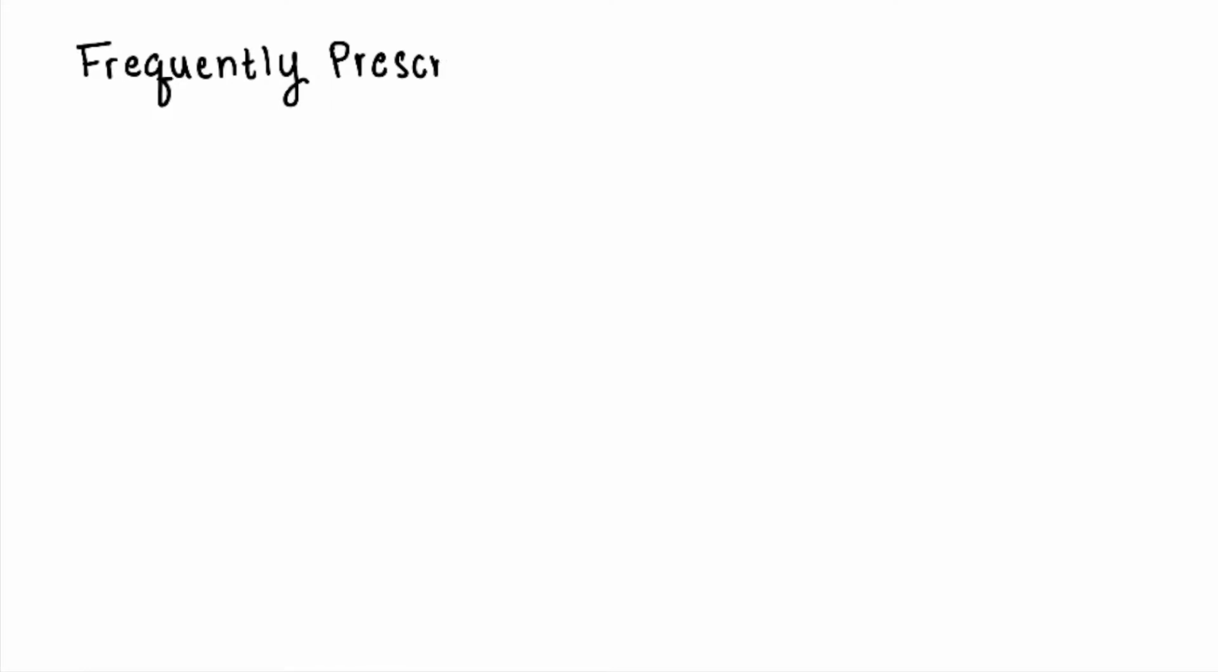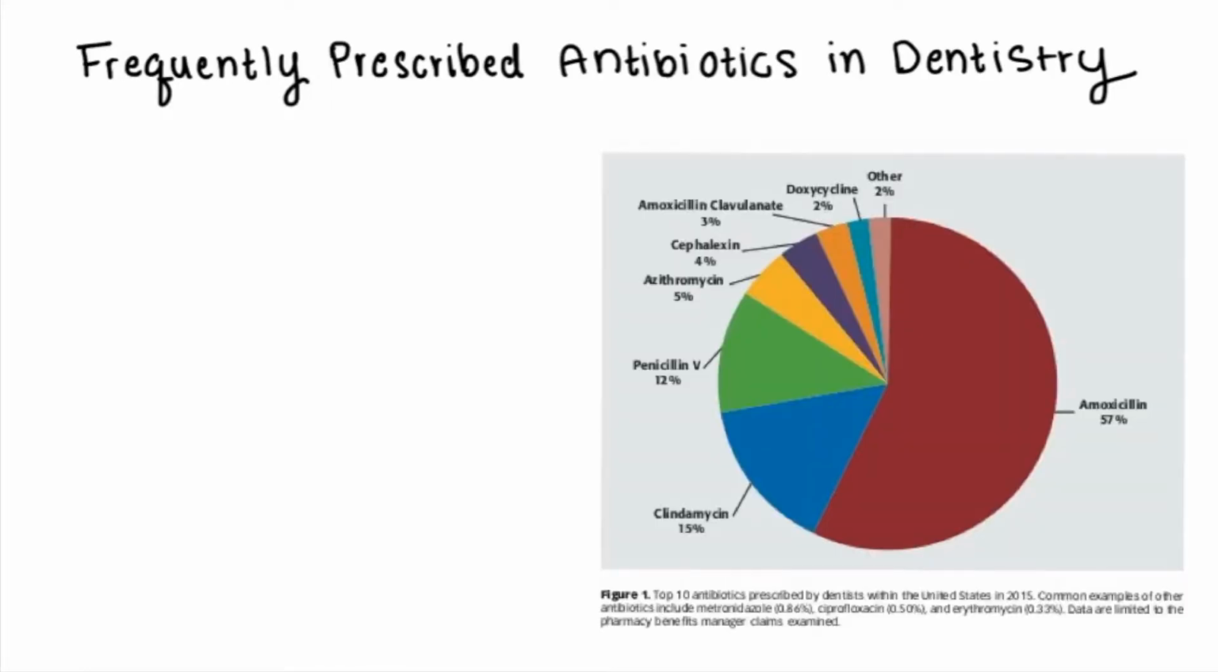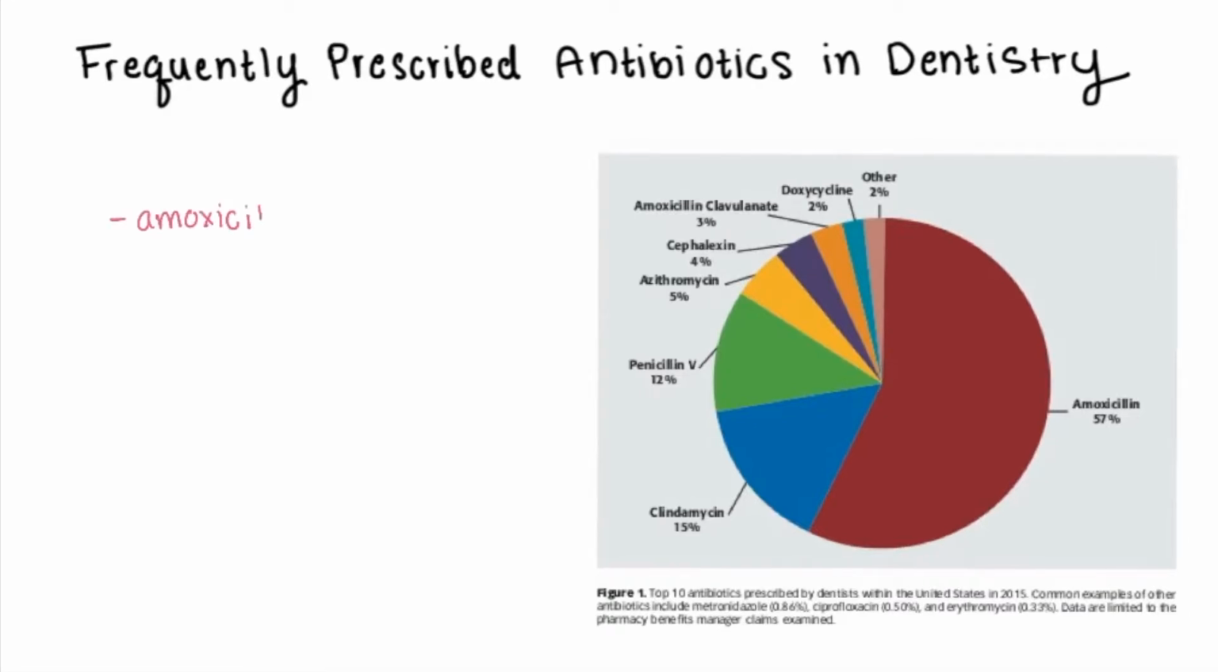Let's explore some of the frequently prescribed antibiotics in dentistry. This pie chart was taken from the Durkin et al. paper published in 2017. According to Durkin et al., the antibiotic most frequently prescribed by dentists is amoxicillin, followed in frequency by clindamycin and penicillin VK.